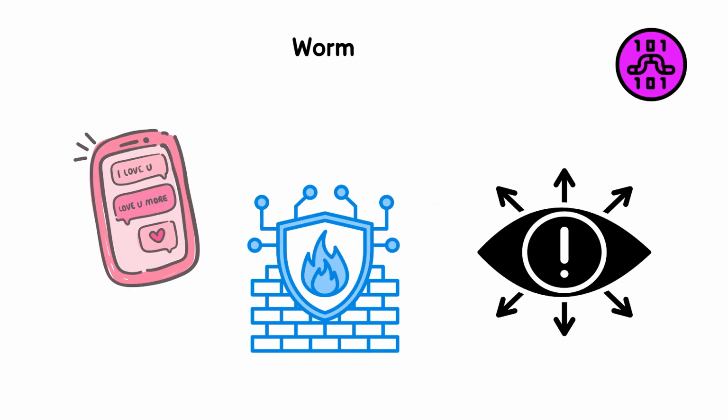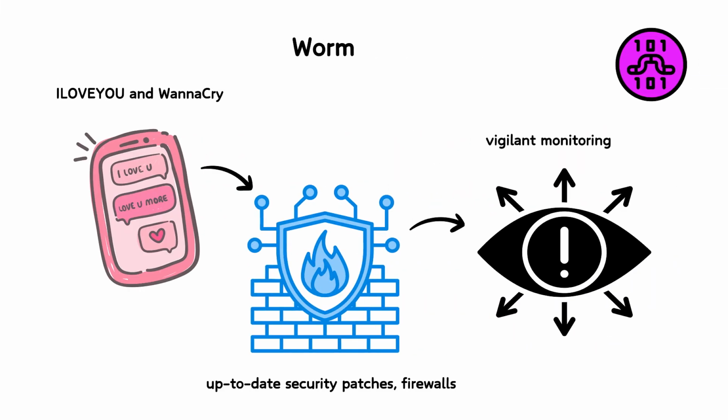The notorious examples of worms include ILOVEYOU and WannaCry, which caused significant disruptions globally. Defending against worms requires a combination of up-to-date security patches, firewalls, and vigilant monitoring of network traffic.